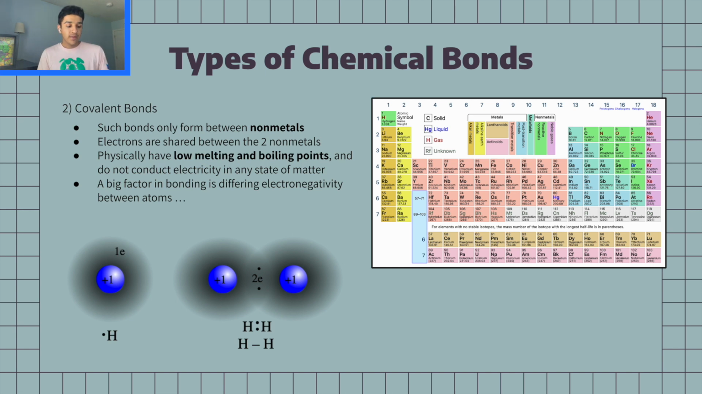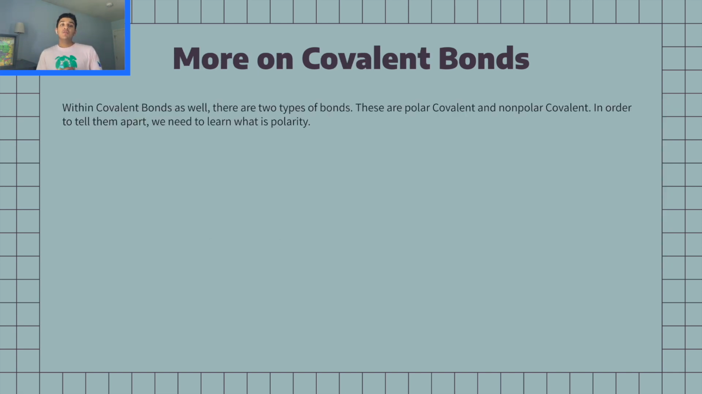It's a big point. Next, let's move on to the 2 different subdivisions of covalent bonds. So even under covalent bonds, there are 2 types, and they are polar covalent and non-polar covalent. Now, to understand the difference between them, we need to learn what polarity is. And in order to learn what polarity is, we need to go over electronegativity.